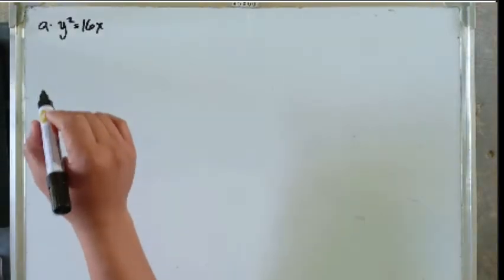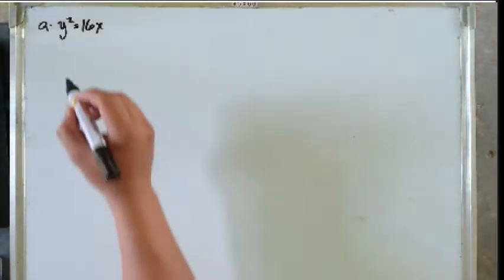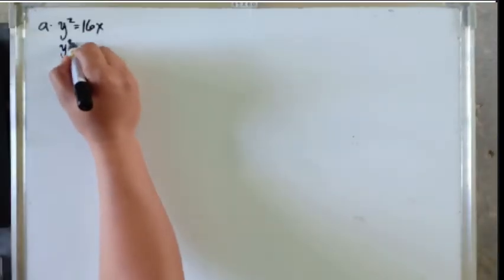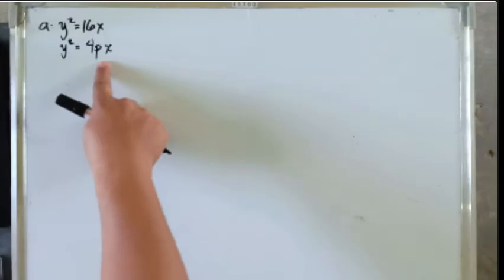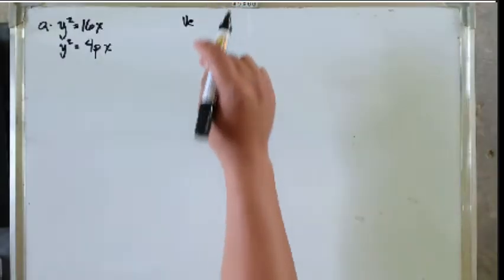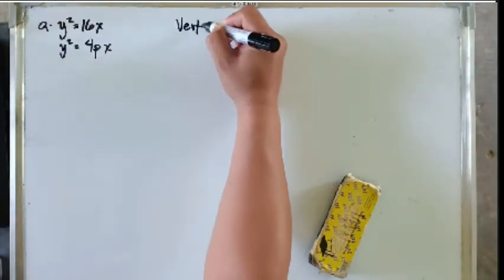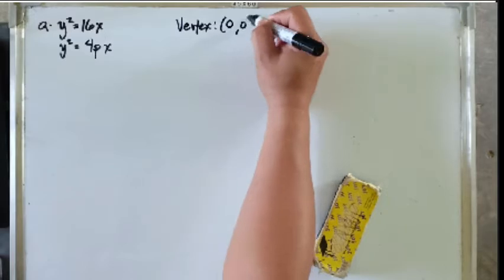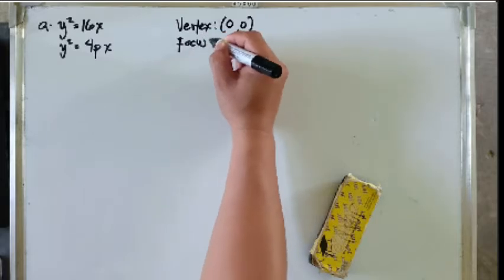The first thing we need to do is to get the value of p. And after getting the value of p, locate your vertex, the endpoint of the latus rectum, for you to graph formally the parabola. If you observe, this is in the form of y squared is equal to 4px. This is a standard form of the equation of the parabola with vertex at (0, 0). So, we already know the vertex is at (0, 0) because of this standard form. The second thing we need to know is the focus.